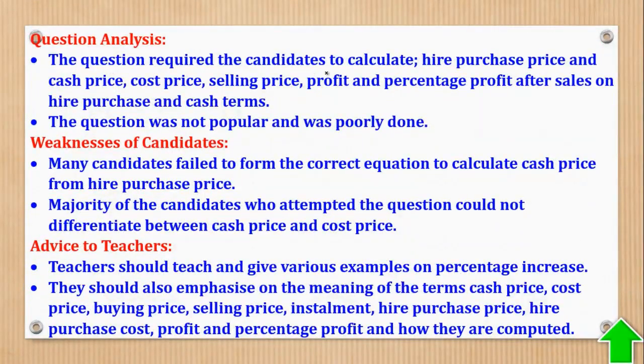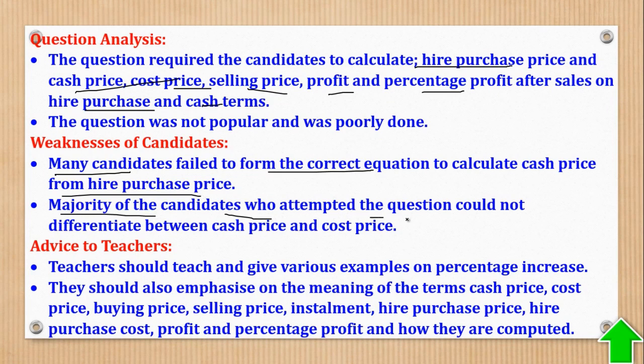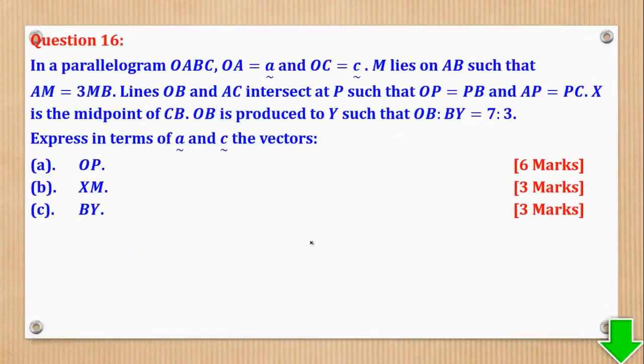So the question required candidates to calculate hire purchase price, cash price, cost price, selling price, profit, and percentage profit after the sales on hire purchase and cash terms. Many candidates failed to form correct equations to calculate cash price from hire purchase price, and the majority of the candidates who attempted the question could not differentiate between cash price and cost price. That was question 15. Now we shall go to question 16.